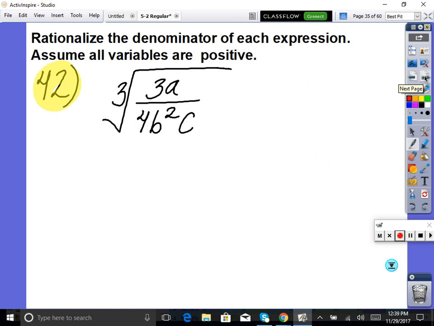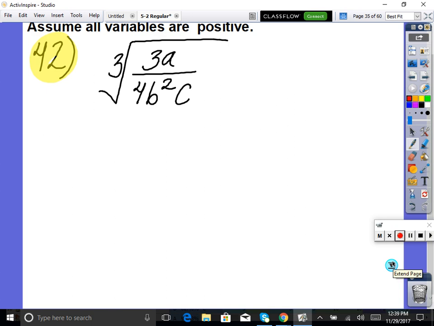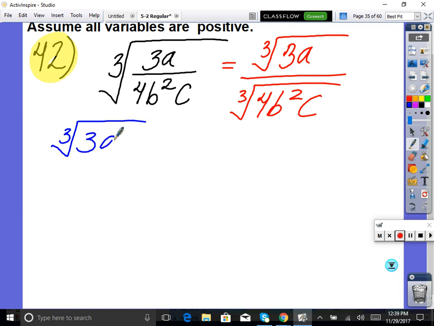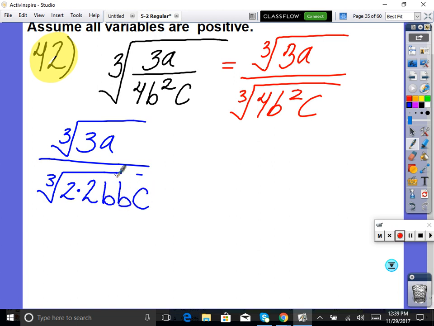Okay, look at 42 with me. This one's the hardest one for people to rationalize just because it's different. So look at 42. Nothing simplifies with the top and bottom. So that would mean we would split it up. So this is the cube root of 3a over the cube root of 4b squared c. Now look, none of those radicals simplify, do they? No. So we've got to rationalize. Now I would rewrite that denominator as, instead of 4, what is it? 2 times 2, and then we have our b times b, don't we? And a c. Because we want to rationalize by the least amount possible.